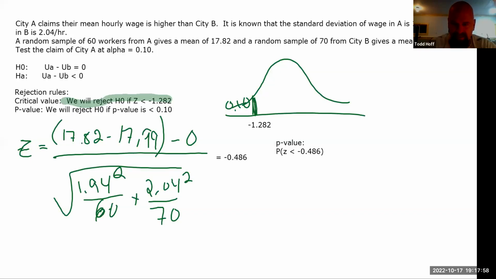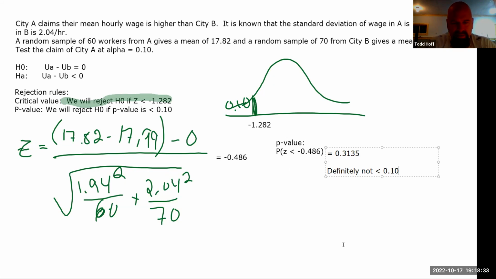So p-value of 0.3135, which is definitely not less than alpha of 0.10. So again, we fail to reject. So we fail to reject the null hypothesis here, which means even though in our sample, city B had a higher wage than city A, it wasn't a big enough difference that we could claim that we can reject city A's claim that they have the higher wage.